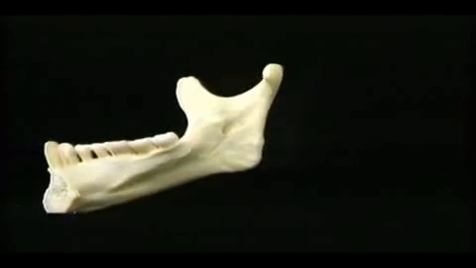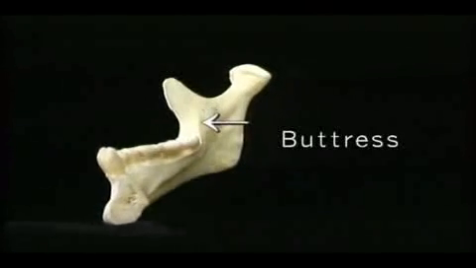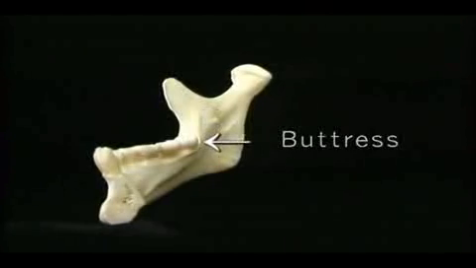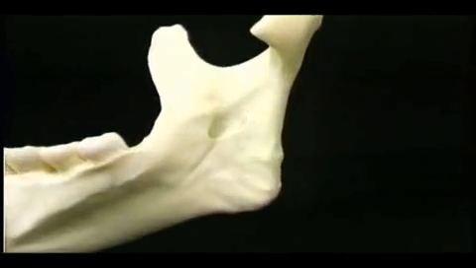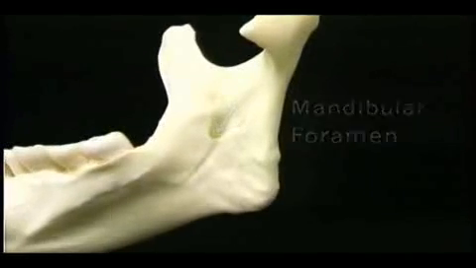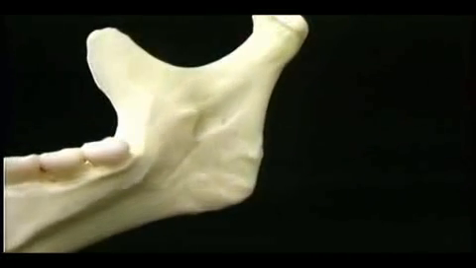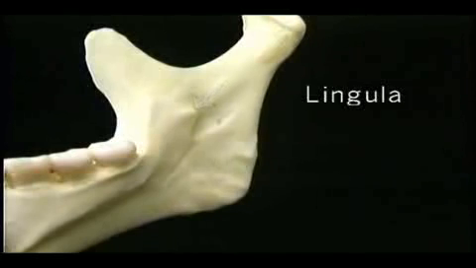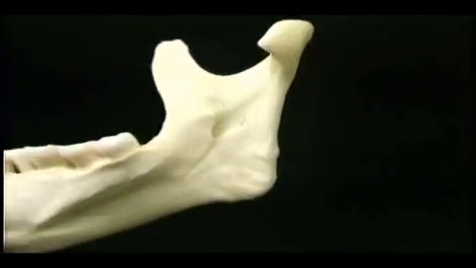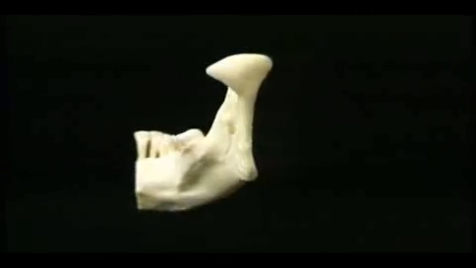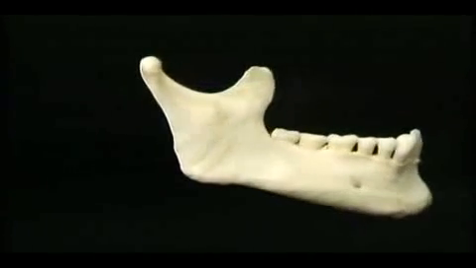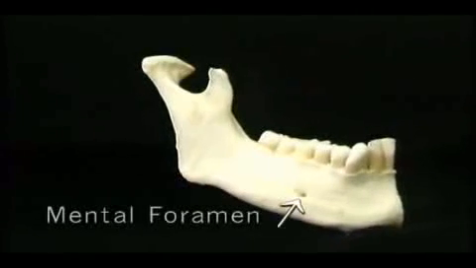On the inner aspect of the mandible, this thickening below the coronoid process is the buttress. In the middle of the ramus, level with the tops of the teeth, is the mandibular foramen. Just in front of it is a small upward projection, the lingula. The mandibular foramen is the start of a tunnel for the inferior alveolar nerve and blood vessels. A major branch of the nerve emerges on the outside at the mental foramen.